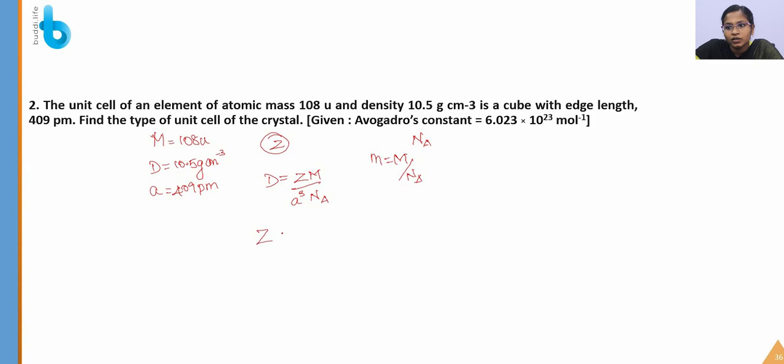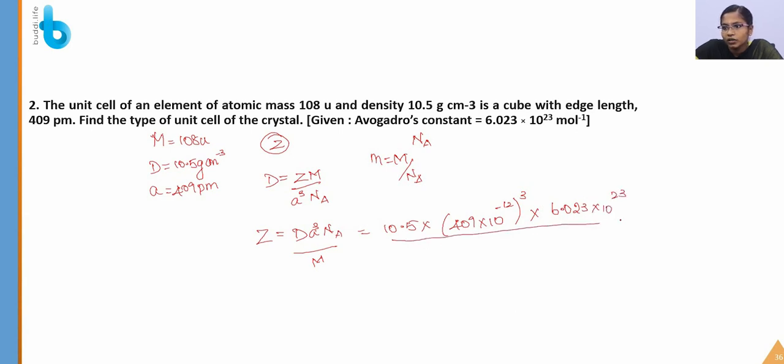So we have to find out the Z value. So Z is equal to D A cube Na by M. So we know the density, 10.5, into A cube, edge length 409, which is in picometer, so we have to convert it into meter. So 10 power minus 12, the whole cube, into the Avogadro's number 6.023 into 10 power 23, divided by molar mass. So molar mass is equal to 108 u. So the answer is 460.